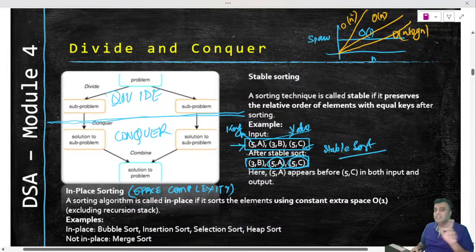In that case, it is not an in-place sorting, right? So in-place sorting is order of 1. Rest everything is not in-place sorting. So I hope these two concepts are clear after this.